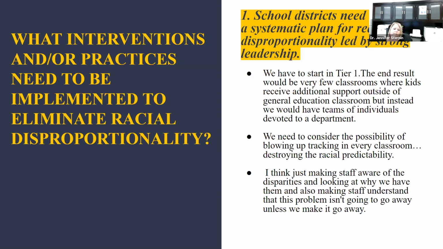They also cited that they needed more support and leadership, not only from the district office, but from their Board of Education, and a commitment to actually providing the resources and the training that they need in order to blow up tracking or destroying racial predictability in their schools. And lastly, they talked about just making staff aware of the disparities and looking at them is not enough, and that we really need to have a strategic plan or a system in place in order to ensure that we are working to eliminate this day by day until we are there.